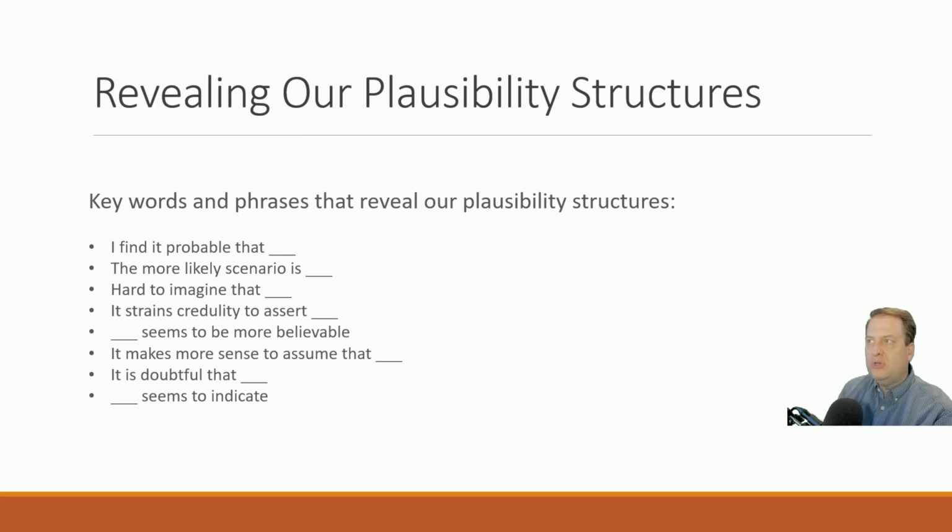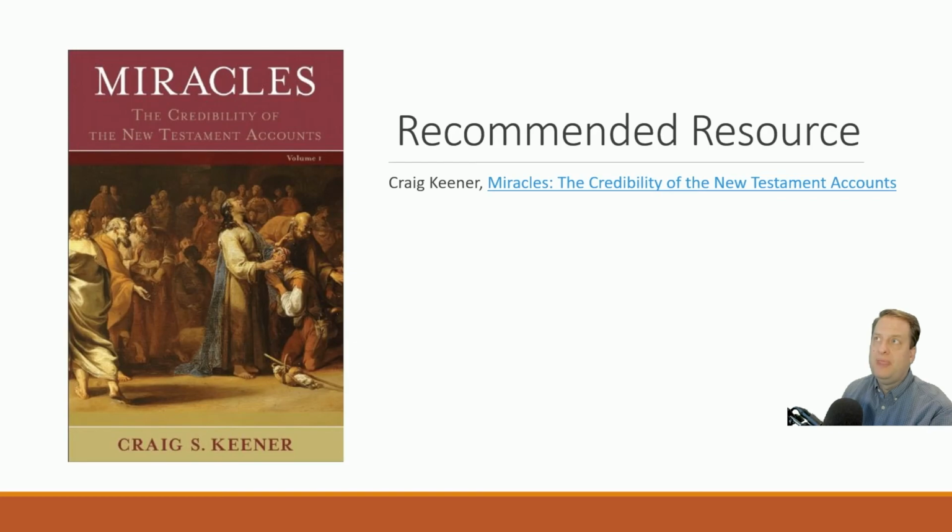When scholars use those kinds of phrases, they're not speaking from data. They're not speaking scientifically, okay? They're speaking from their own personal plausibility structures. This is super important to understand as we read biblical scholarship, especially Isaiah scholarship. And here's a resource that I've been mentioning, and I highly recommend it. It's Craig Keener's book on miracles. He has some very, very lengthy and thorough discussions of some of the philosophical arguments around miracles and plausibility structures.